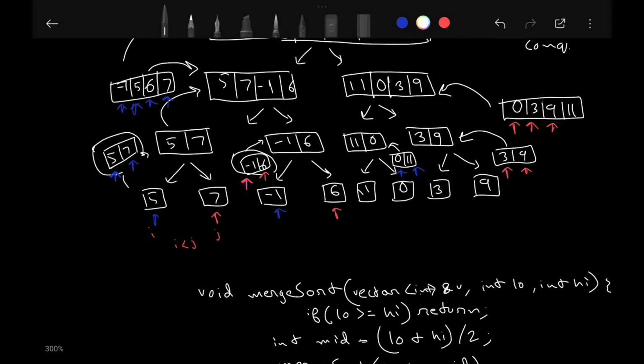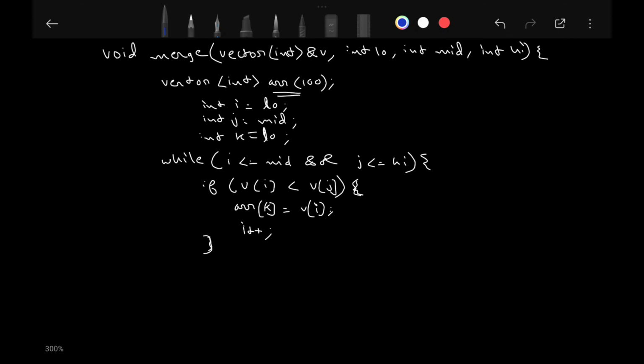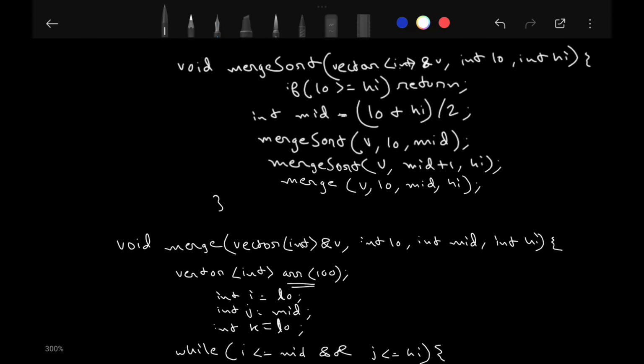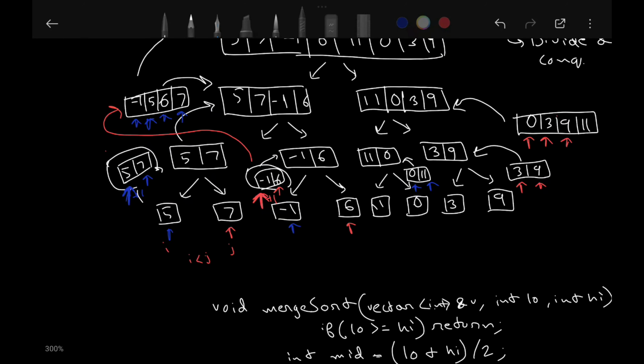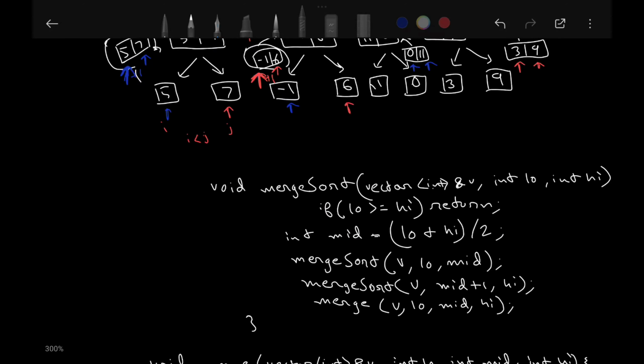If the i pointer is pointing here and the j pointer is pointing here, whichever is smaller, we put it into our array and increment it by 1. That is what I have done in the code as well, as you can see. Now, if this condition is not true, then in the else case, it means that our jth element is smaller, so we need to put it in and increment our j, right?